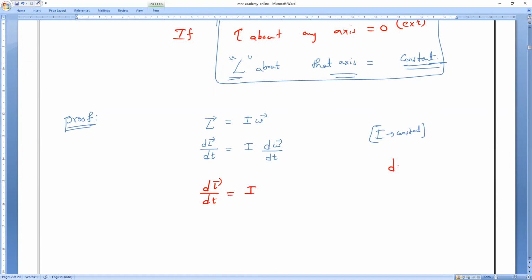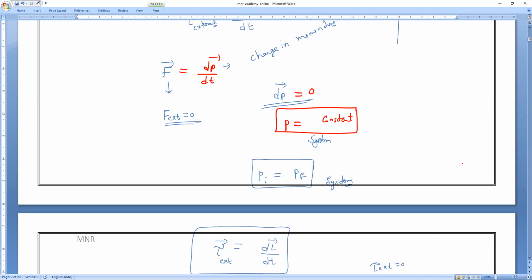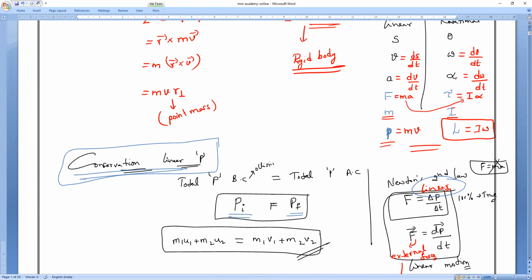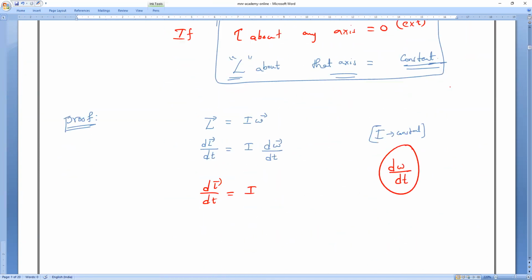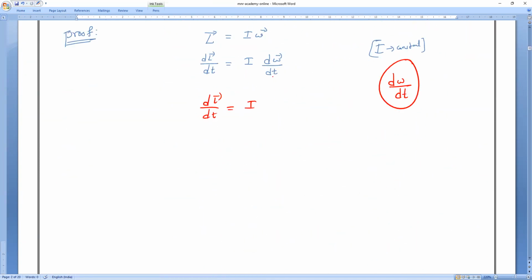So we all know that dω/dθ equals something. Anybody can tell? Just now I have taught you angular acceleration. Understood, everyone? So that's all it is. Instead of dω/dt, I'll write angular acceleration. That's all. And we all know that torque is equal to, what is the formula, brothers?